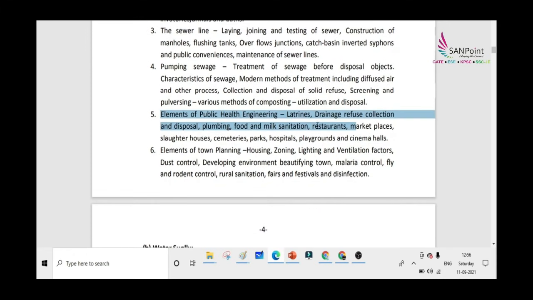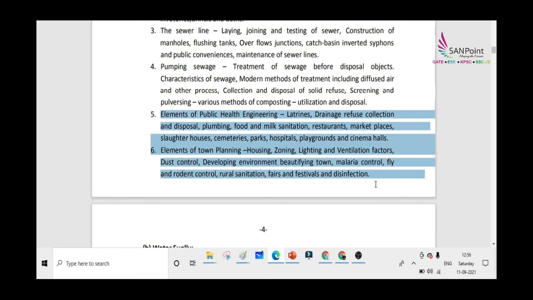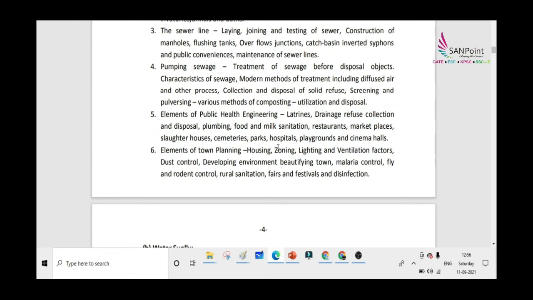And here the additional topic in this here is this one, elements of public health engineering and town planning. So ಇದ್ರೊಳಗೆ ಒಂದು ಸ್ವಲ್ಪ ಡಿಫ್ರೆಂಟ್ ಐತಿ, like plumbing, food and milk sanitation, restaurant waste, markets, slaughterhouse, cemeteries, everything.